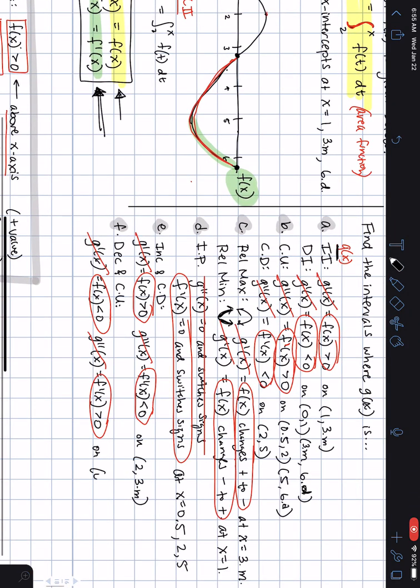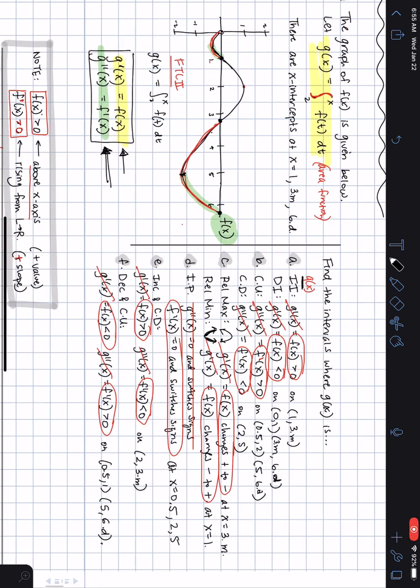They are going to be from 0.5 till 1 and 5 to 6.5. And we're done.